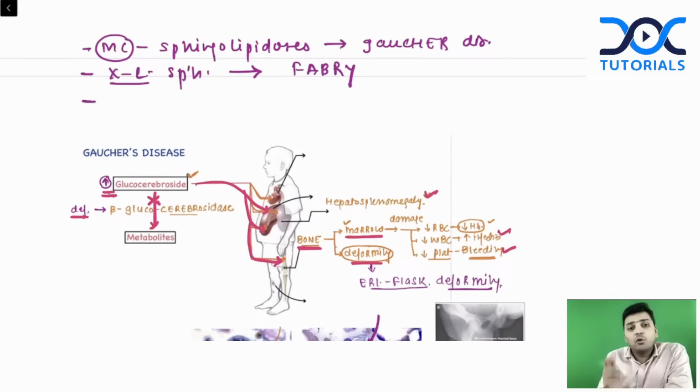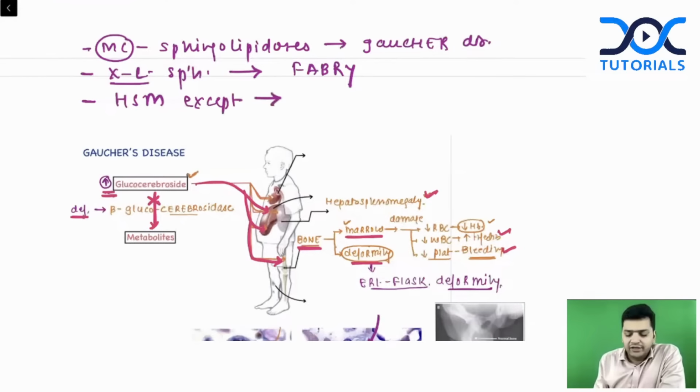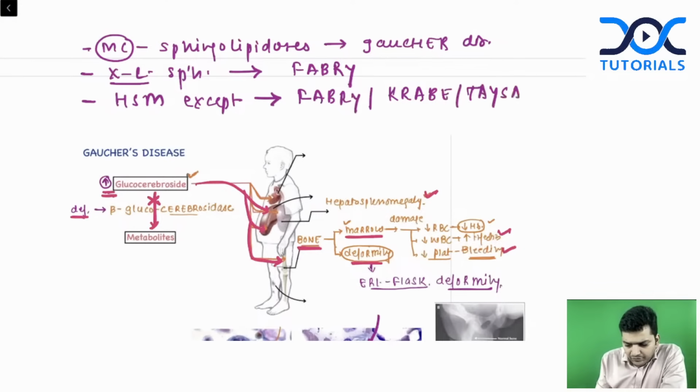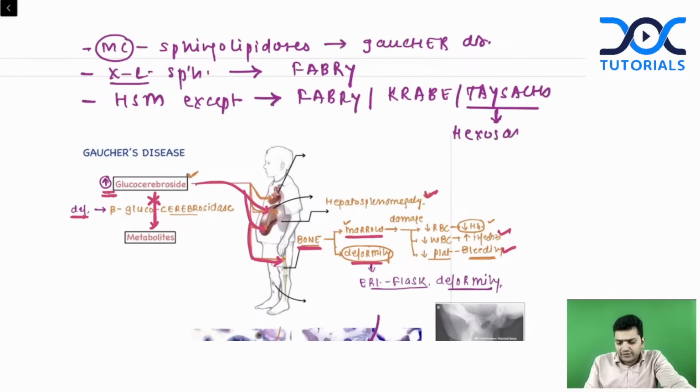Then we have discussed that all sphingolipidoses have hepatosplenomegaly. In everyone we have hepatosplenomegaly, except in which diseases we don't have it? It is going to be Fabry, Krabbe, and Tay-Sachs. Here we don't have hepatosplenomegaly. Can you tell me, guys, Tay-Sachs is due to deficiency of which enzyme? Tay-Sachs is due to deficiency of hexosaminidase A. And if there is deficiency of A and B both, then it is called what? Sandhoff. That is called Sandhoff.